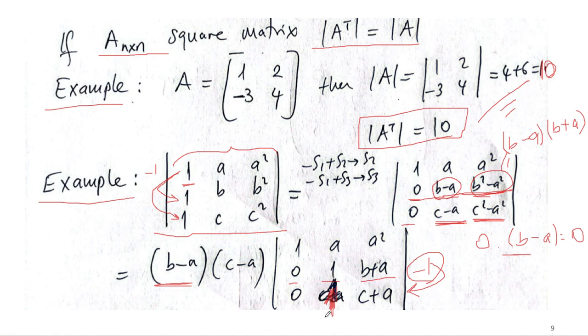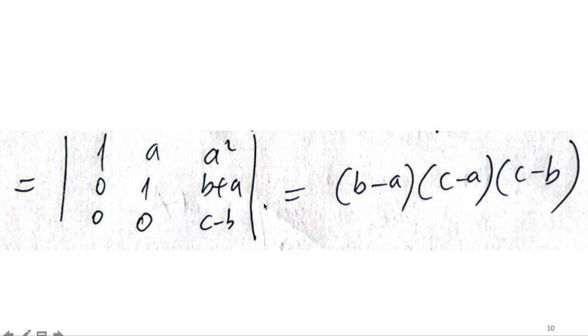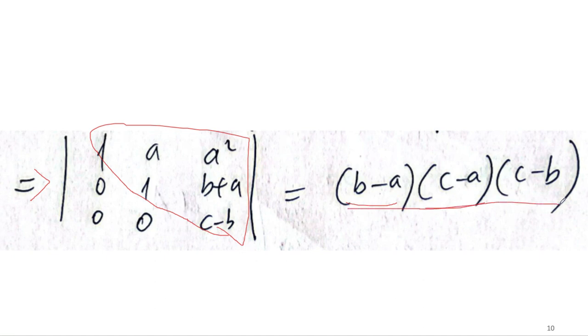So this term becomes also 0, and then you have c plus a minus b minus a, so this becomes c minus b here. And we end up again with the triangular form we want. So the determinant becomes 1 times 1 times c minus b, but we already factored out these two terms. So the determinant of this expression equals the multiplication of these three terms.